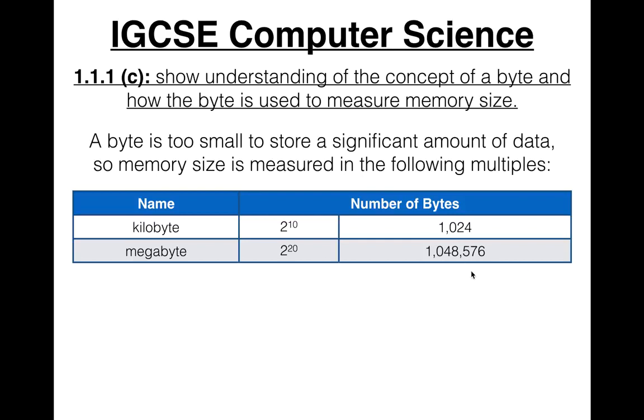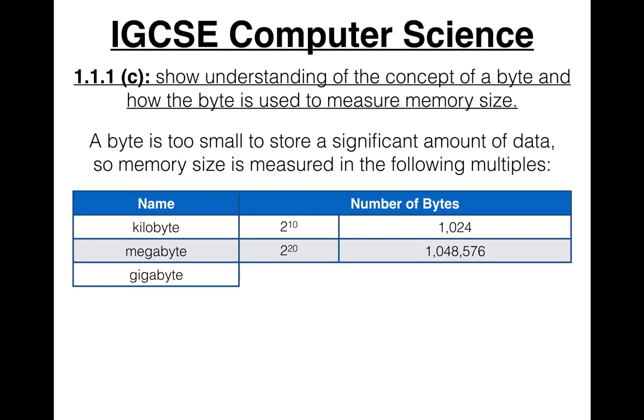As I was saying with the movie, let's take a regular sized MP4 file, and let's say it's 100 megabytes. That would be a normal, kind of short-ish movie file size, and that's pretty big. So you can see why a byte is too small to store anything significant.